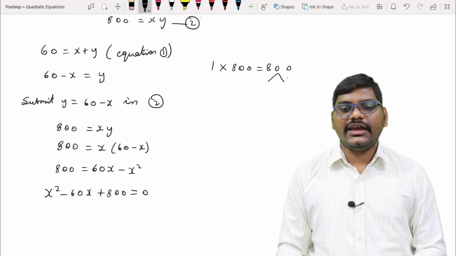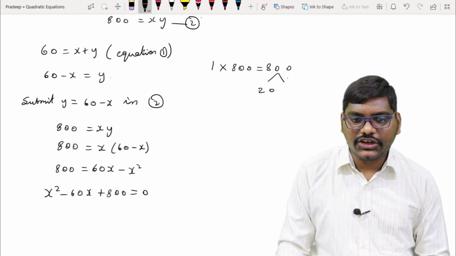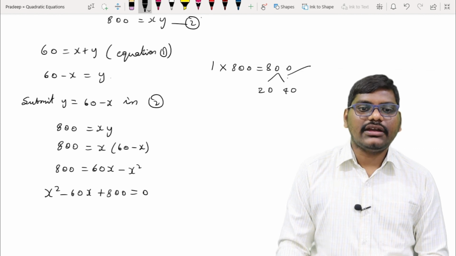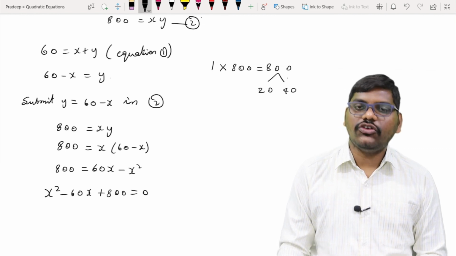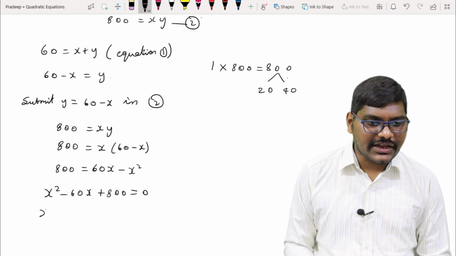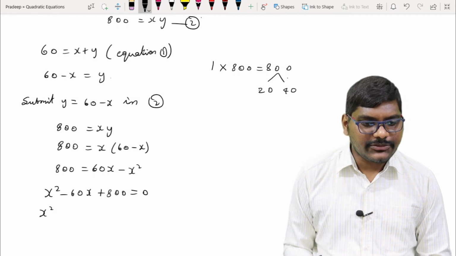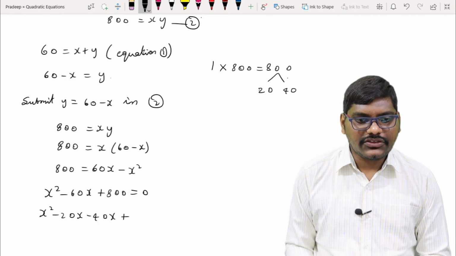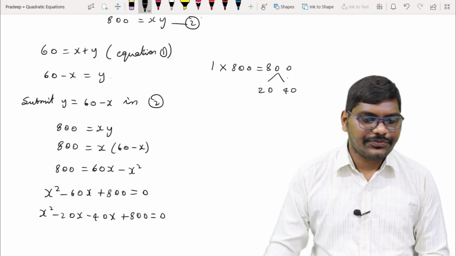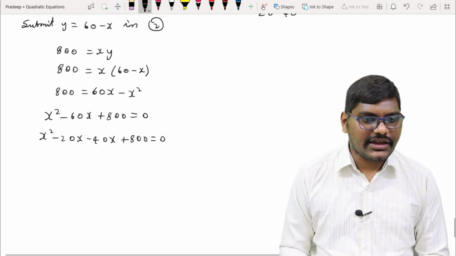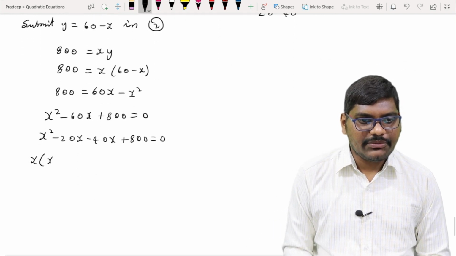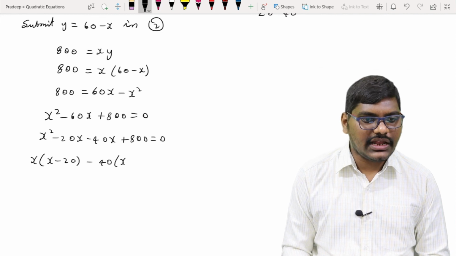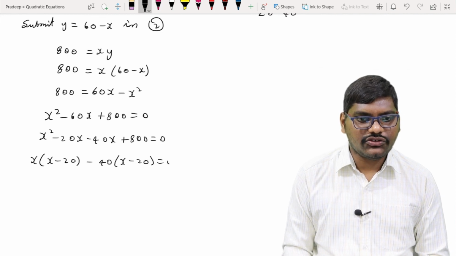So we can take 800 as the product of 20 into 40, right? 20 into 40 is nothing but 800. Two fours are eight. So simply I can write here x square, taking minus 20x minus 40x plus 800 equal to 0. Now I can take x common in the first term, so I'm left with x minus 20. Here I can take minus 40 common, so I'm left with x minus 20 equal to 0.